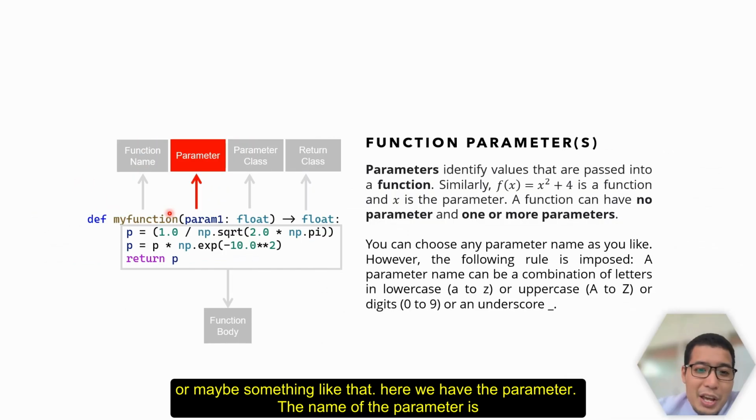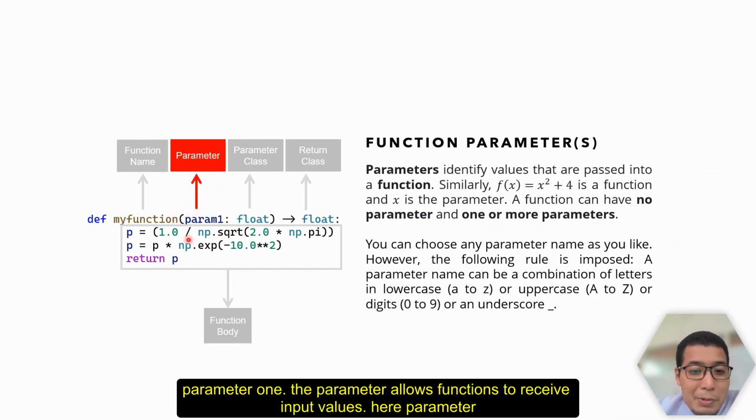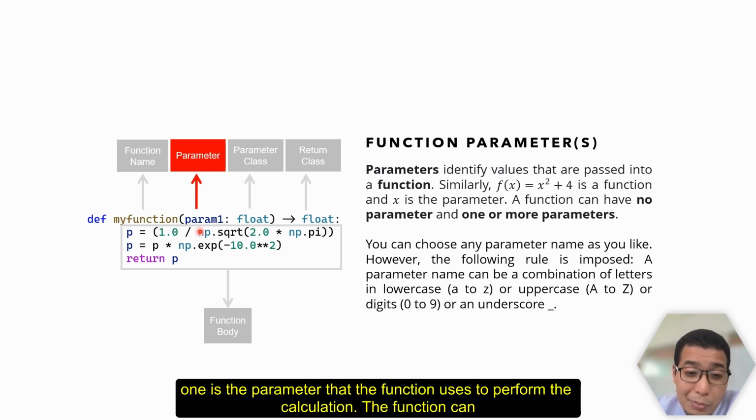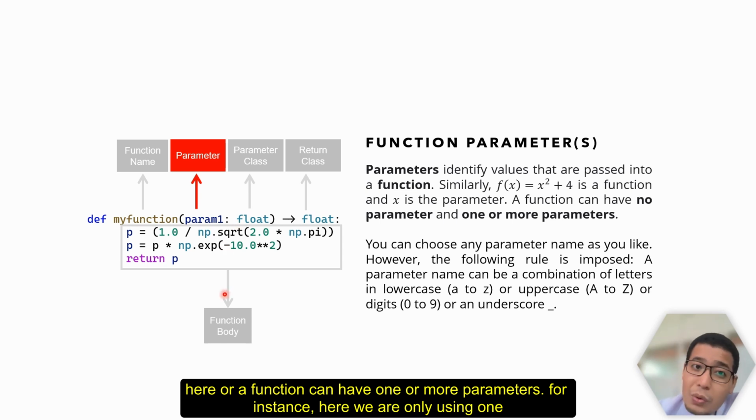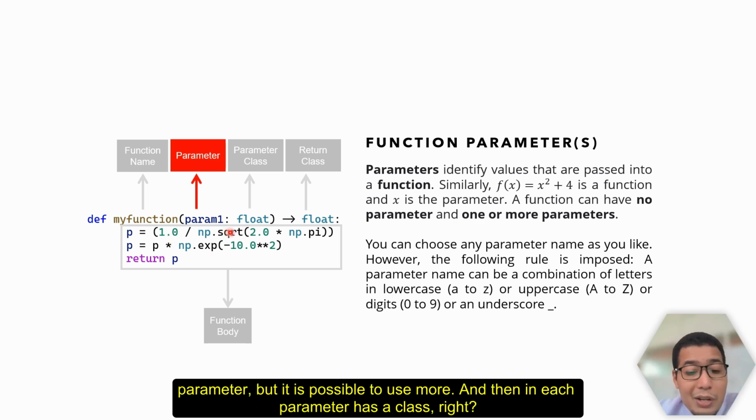Here we have the parameter. The name of the parameter is param1. The parameter allows functions to receive input values. Here param1 is the parameter that the function uses to perform the calculation. The function can have no parameters, right? You simply remove everything in between the parentheses here. Or a function can have one or more parameters. For instance, here we are only using one parameter, but it is possible to use more.